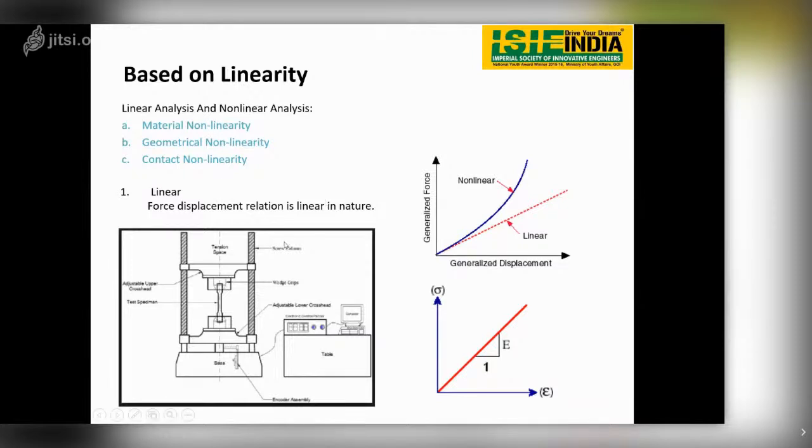So let's go into what exactly I mean by linearity. First, we will go for material linearity. What it says is that the force displacement relation is linear. It means when you apply the force, the displacement is linear in nature. I mean it follows the equation of a straight line. This red line we can see is linear. It follows the equation y is equal to mx, and this blue color shows non-linear nature.